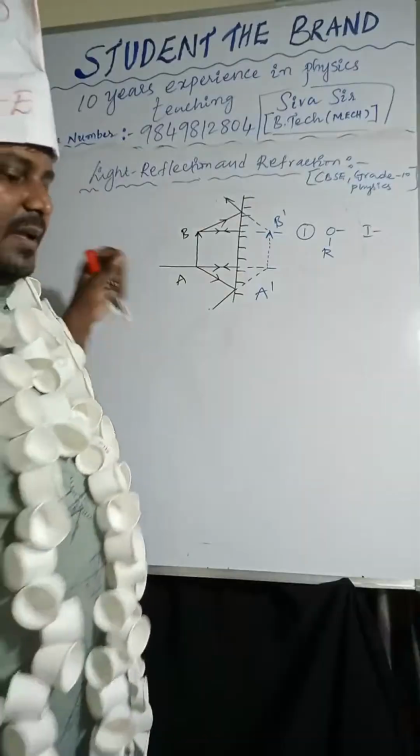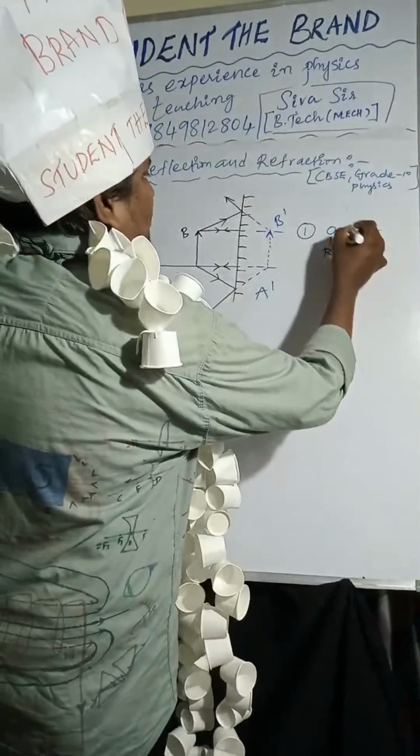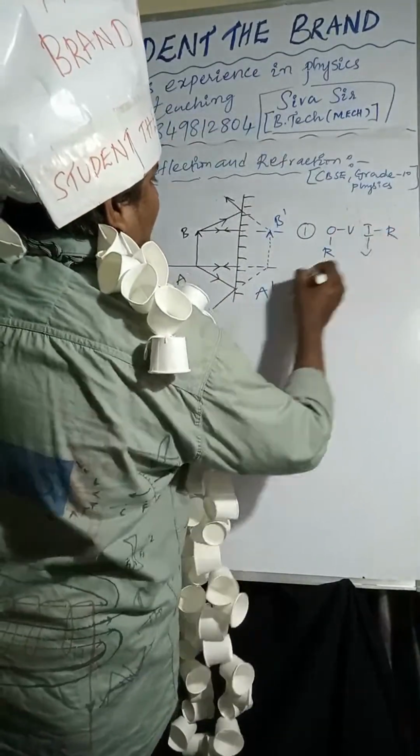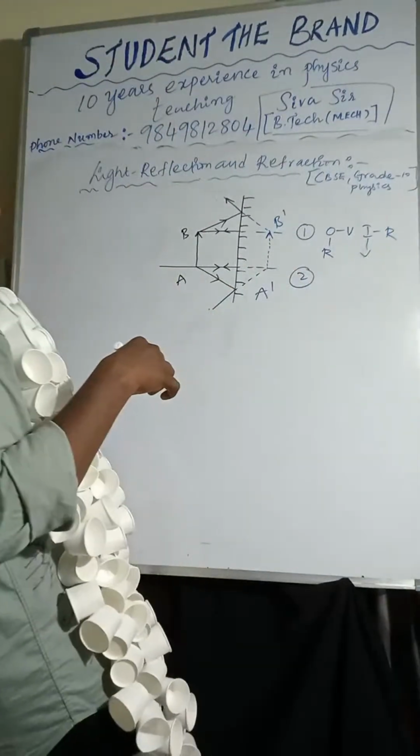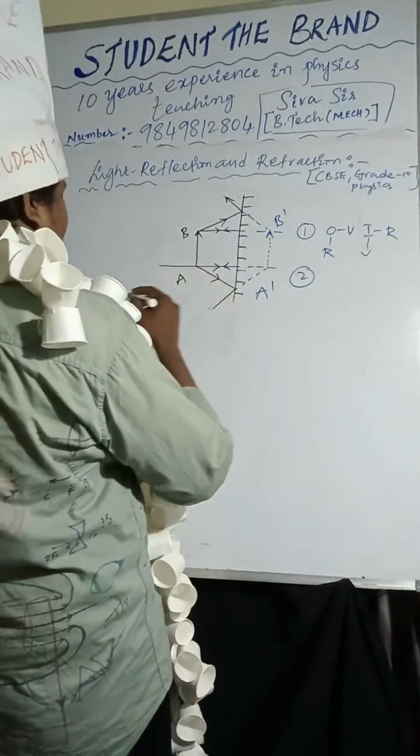Object is real, image is virtual. Object is virtual, image is real. The second point is: object distance is equal to image distance.